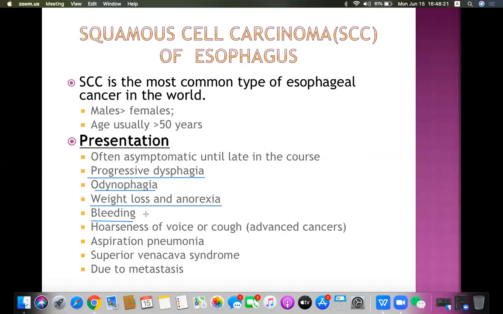Now, bleeding. This mass, which is present at the lumen of the esophagus, may ulcerate. It may bleed from there. So bleeding is also quite common. Now, this bleeding can come out as hematemesis. Hoarseness of the voice or cough occur in advanced cancer.